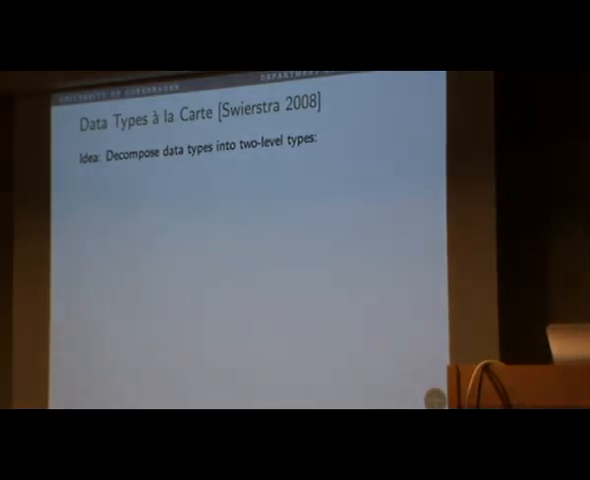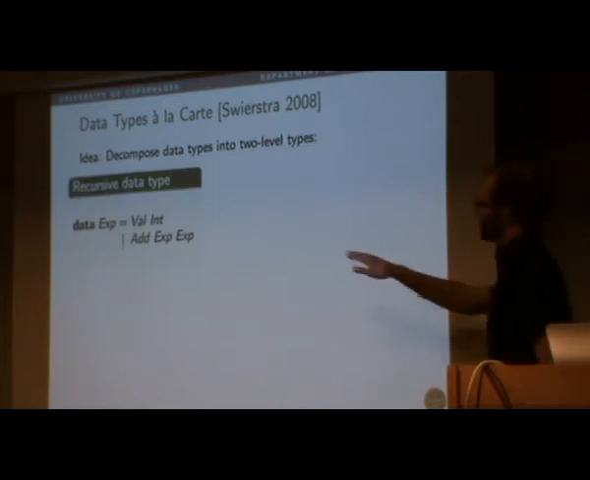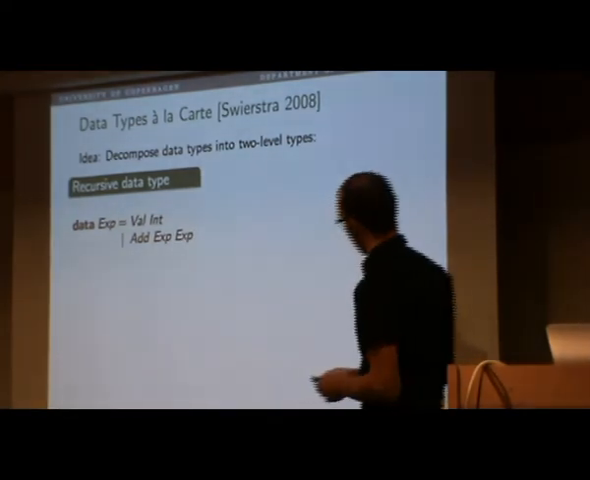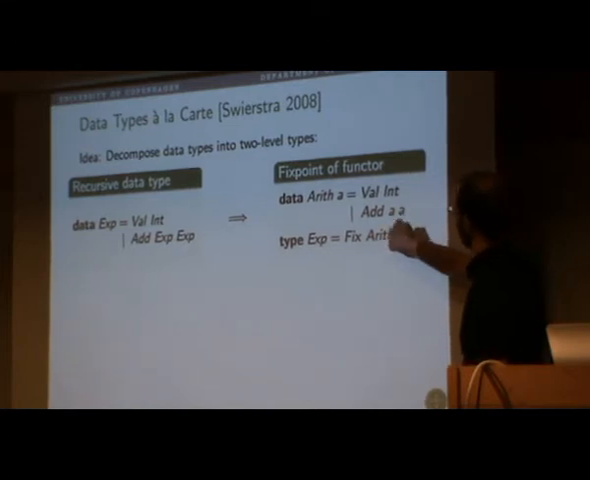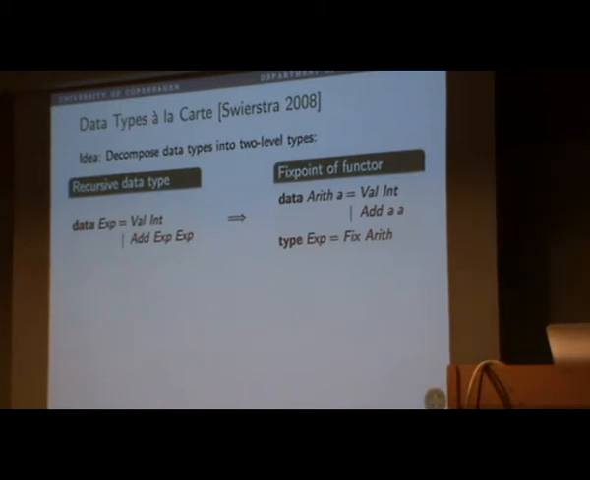So, what is Data Types à la Carte? This morning, Bruno already gave you an overview of that, so I will go through this very quickly. The idea is to decompose a recursive data type into a two-level type. So we take a recursive data type, such as this representation of expressions with integers and addition, and we turn this into a functor: we remove the recursion and turn it into a variable, so it becomes a functor, and then we take a fixed point to get the original data type again. We define this fixed point.